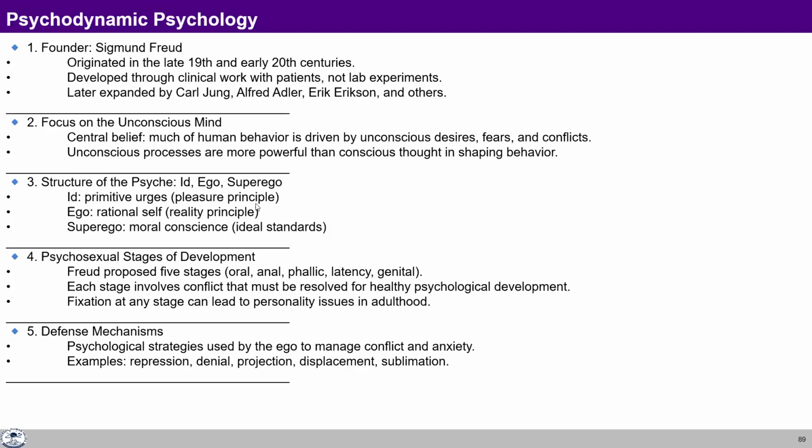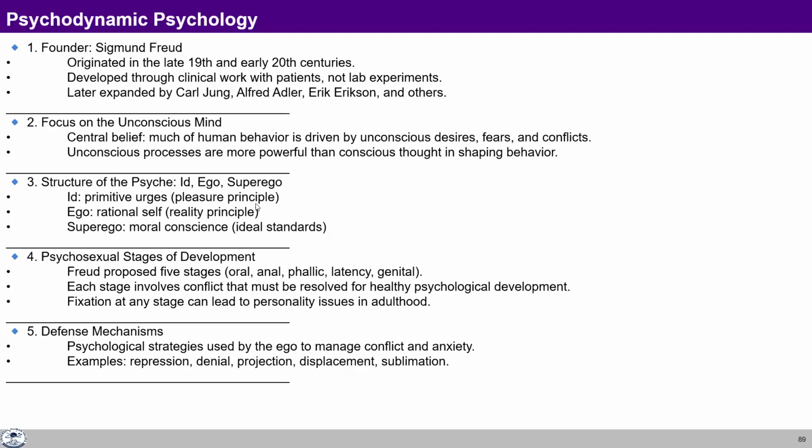What he says is that if there is a conflict at any stage, it will reflect at a later stage. If something has remained unfulfilled in childhood, it will reflect in adulthood. And there could be fixation at any stage. It can lead to various personality issues. It could be some personality disorder or something.